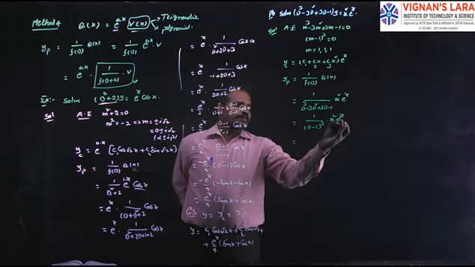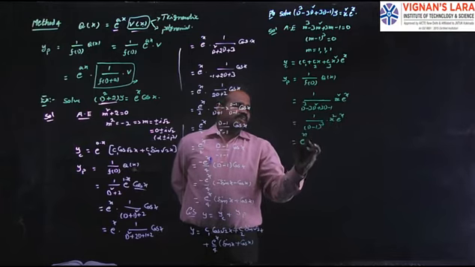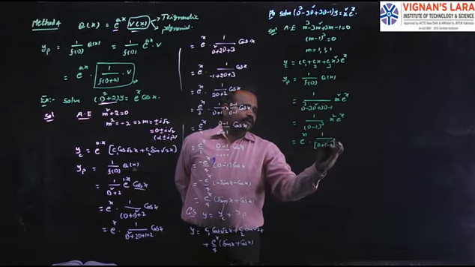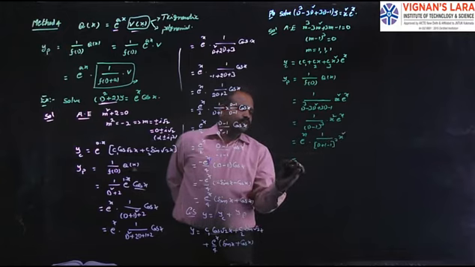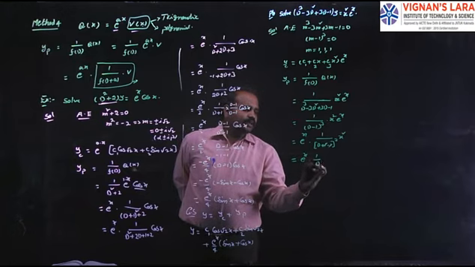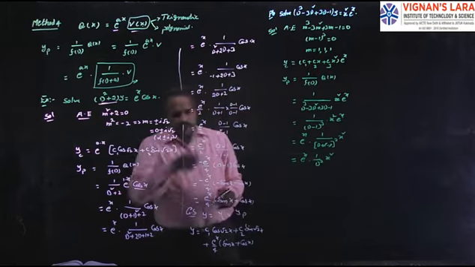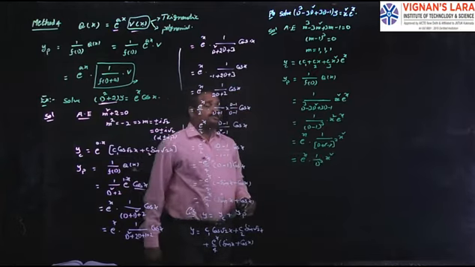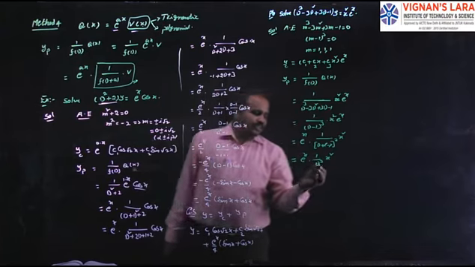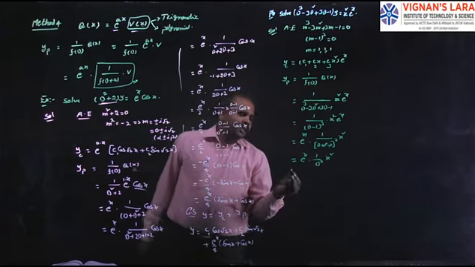Here e power x is on the right, so keep e power x in front and replace D with D plus 1. (D plus 1 minus 1) whole cube into x square into e power x. The plus 1 minus 1 gets cancelled, leaving 1 by D cube into x square. So we integrate three times, since 1 by D cube means integrating x square three times. What is the first integration of x square? x cube by 3.